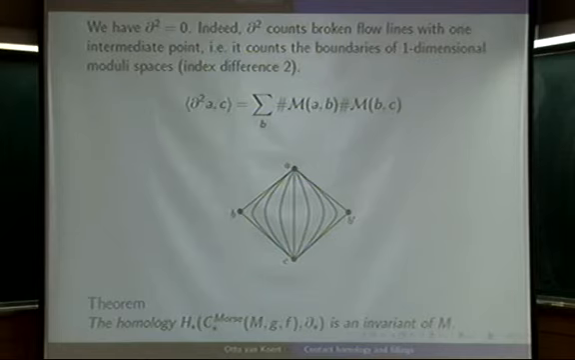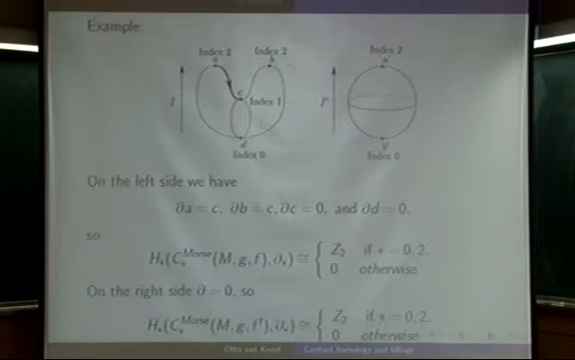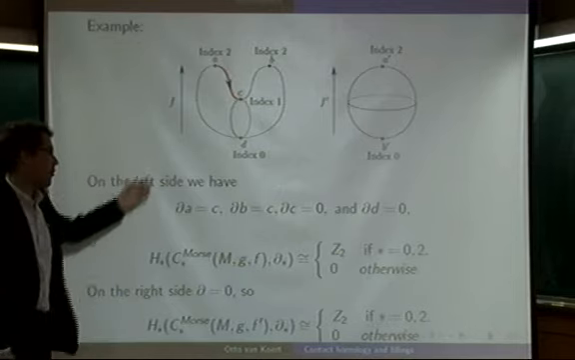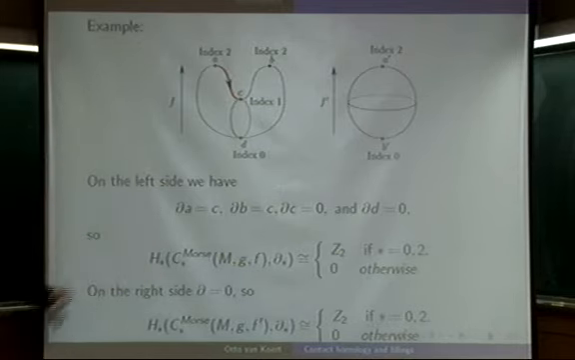You can do this also with Z coefficients, but then you need to take care of your orientations, and I don't want to talk about that. Okay, so we have now that d squared is 0, so we can define a homology. And I claim that the homology is an invariant of the manifold M. I'll go back to this example, and you can compute explicitly and find that you get the same answer. It's actually a theorem, and I hope to convince you with just an example.